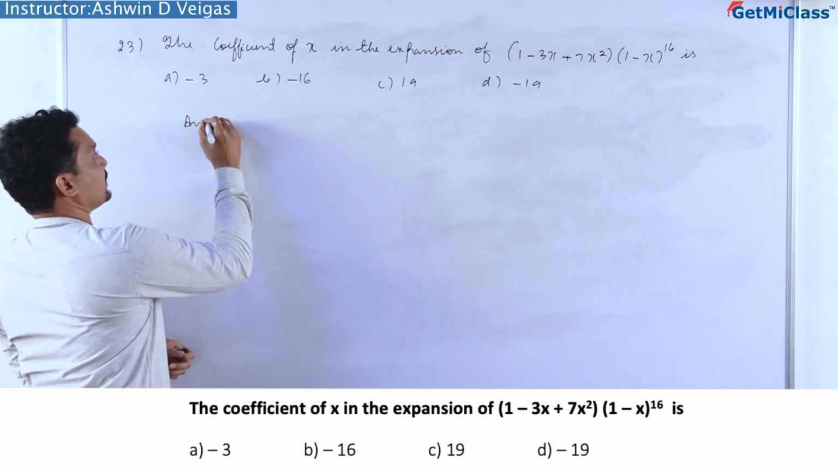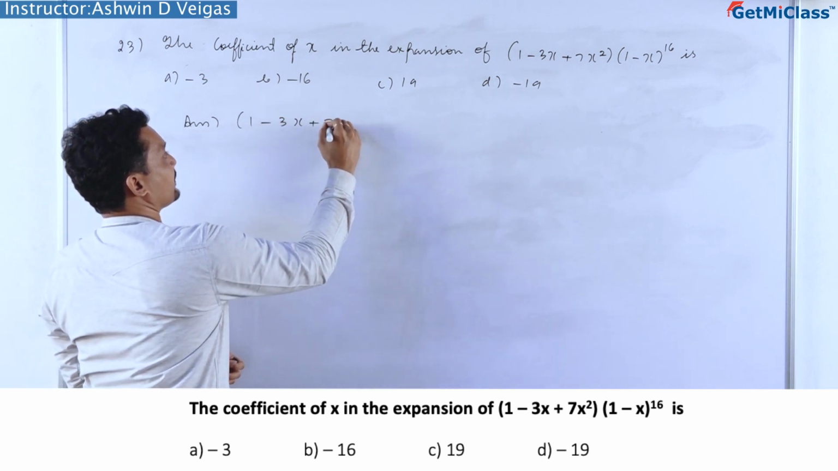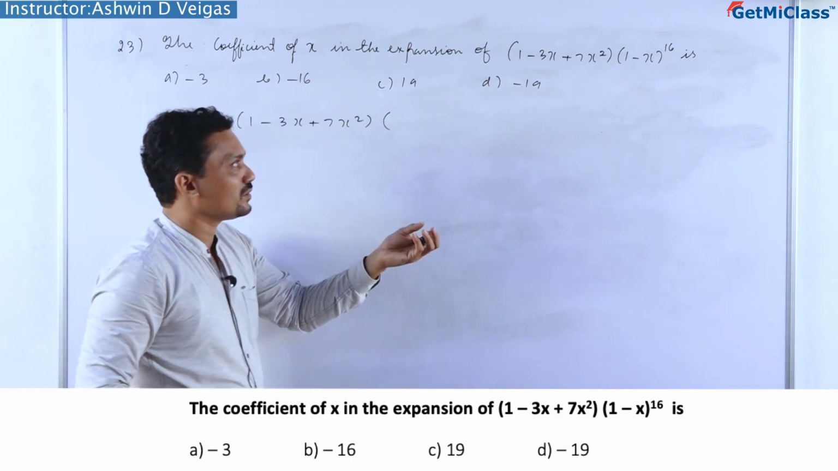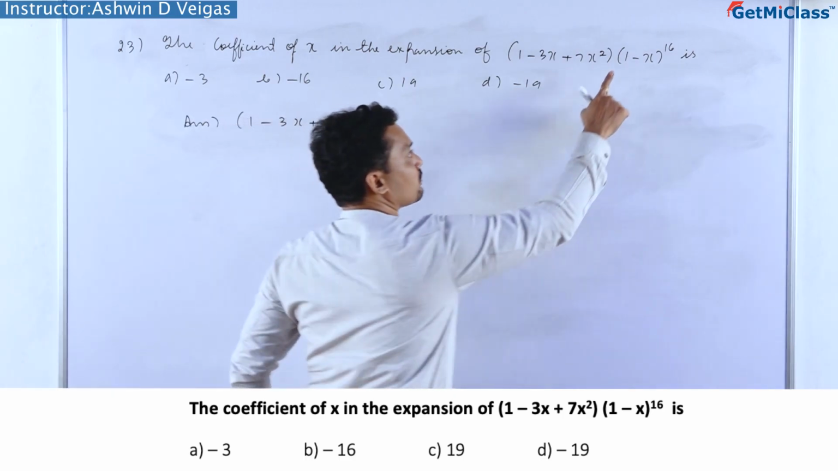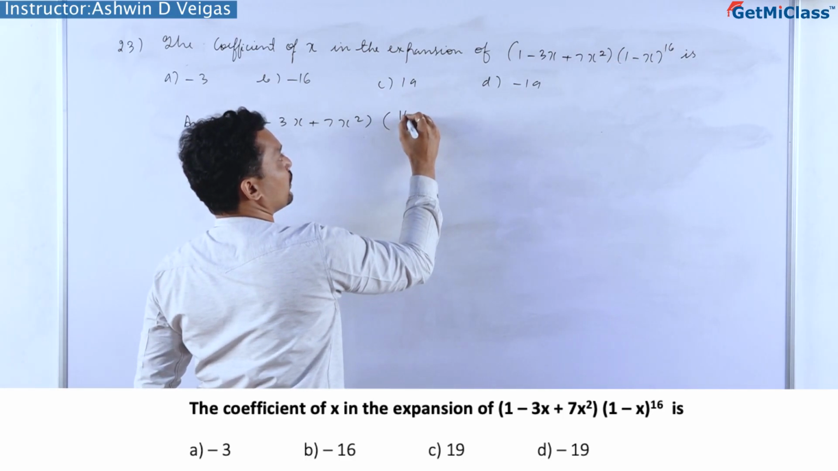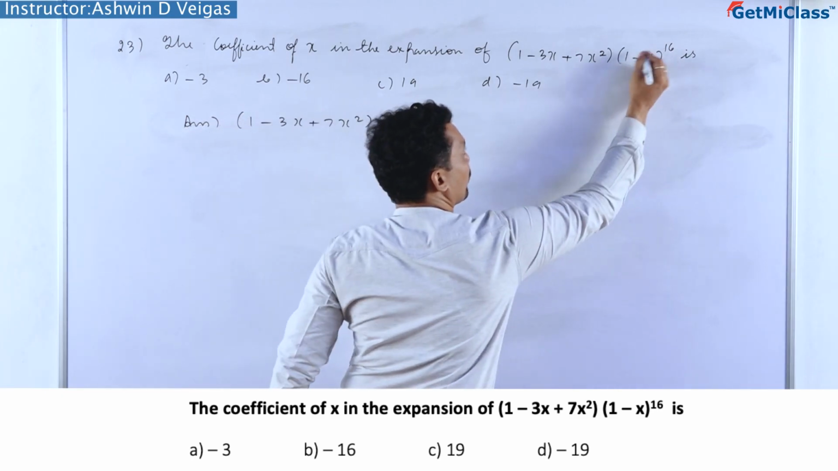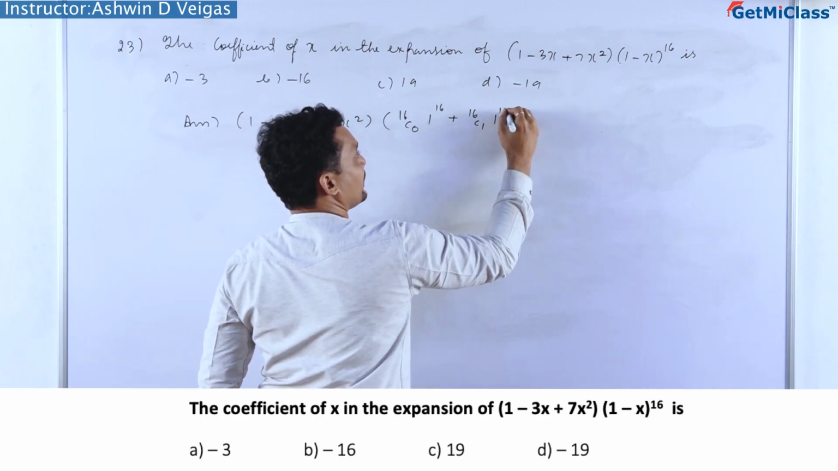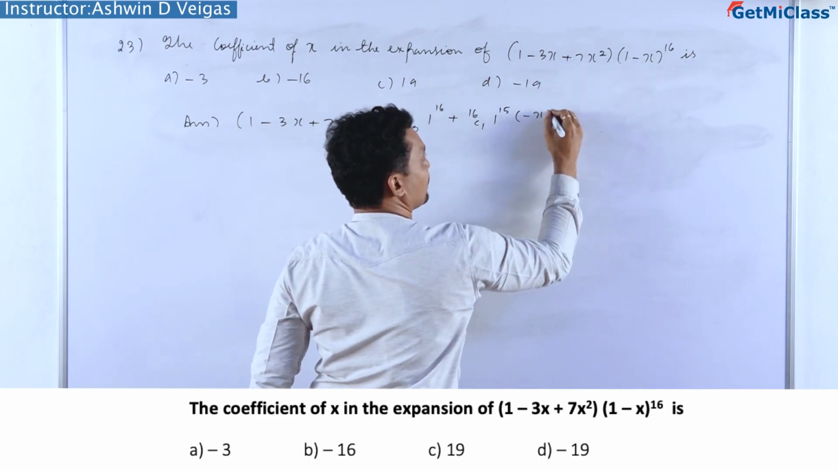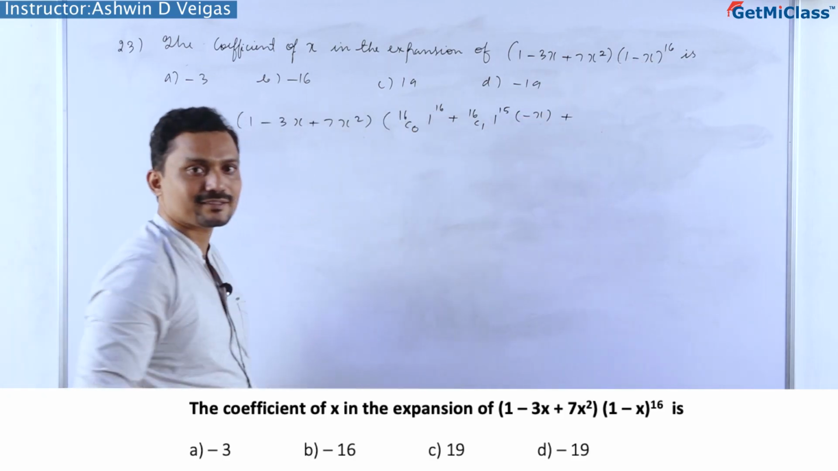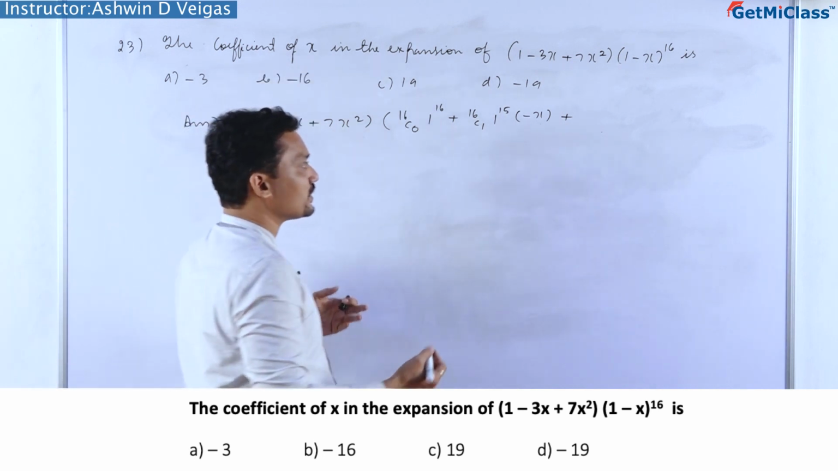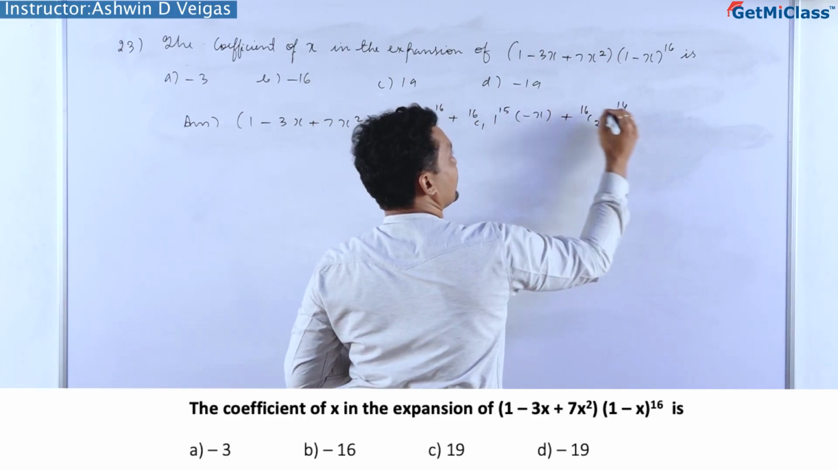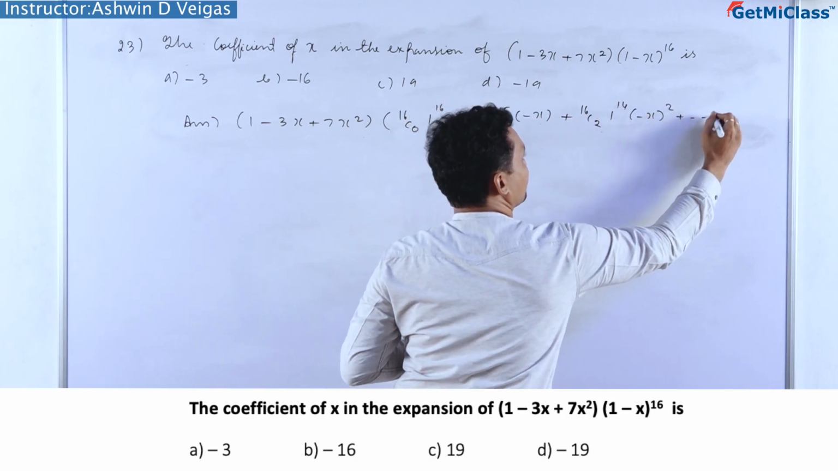So, I will write this first term as 1 minus 3x plus 7x square into, now this (1 minus x) power 16, I will just write 2 or 3 terms, that is it. Now the expansion of (1 minus x) power 16 according to binomial theorem is 16C0 1 power 16 plus 16C1 1 power 15 into minus x. In fact, this much is enough because they are asking only the coefficient of x. Nevertheless, I will write another term. The next term is 16C2 1 power 14 minus x square, etc.